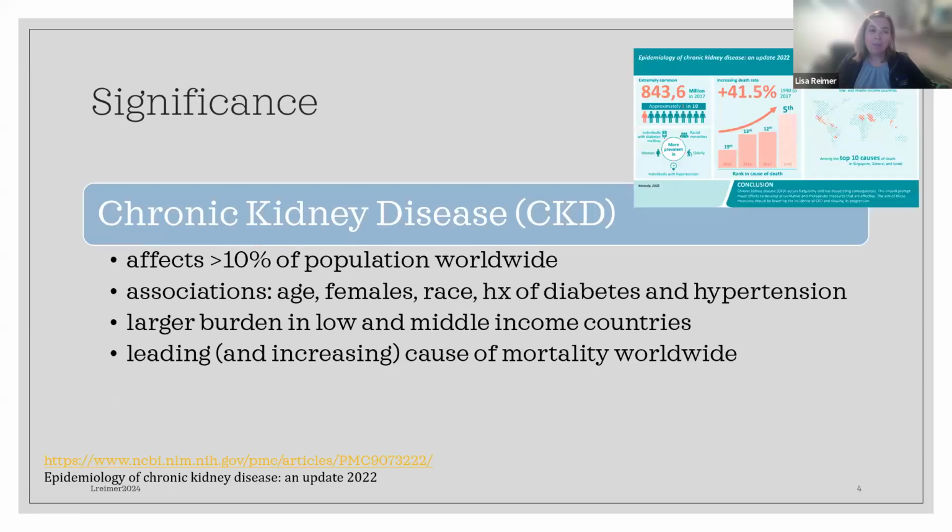So why we want to talk about this is chronic kidney disease is worldwide, affecting about 10% of the population. Over 800 million people worldwide are impacted by chronic kidney disease. It affects us as we get older. Females are more prevalent, certain races, definitely history of diabetes and hypertension. Countries that have less resources have a bigger burden to carry with this.